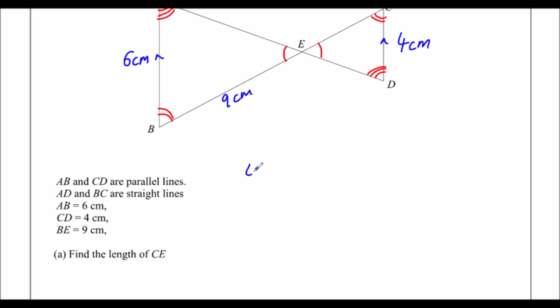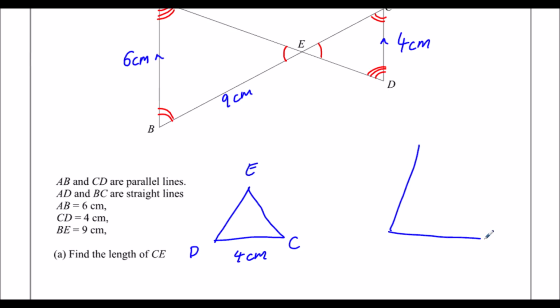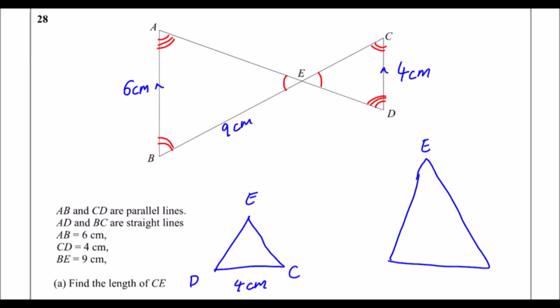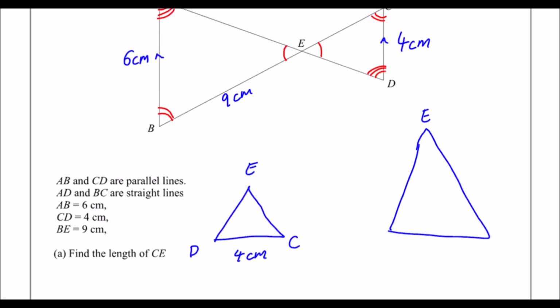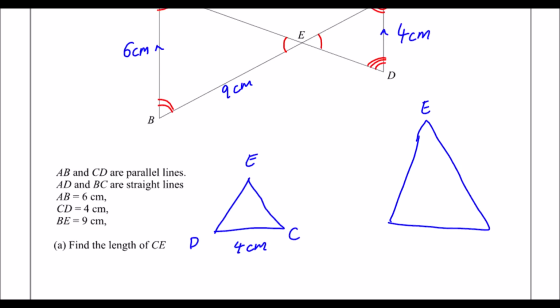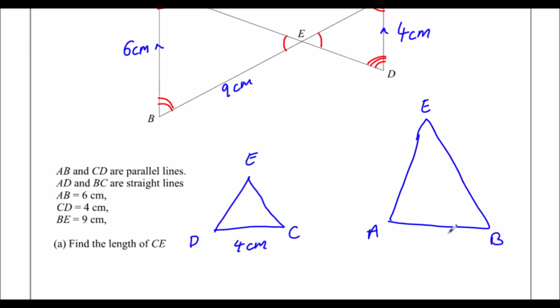So we've got a small shape, EDC. We've got 4 centimeters along the bottom. And we've got the bigger shape, E at the top again, and on the left would be A, and on the right B. So angle D goes with angle A, and angle B goes with angle C. And we've got 6 centimeters here, and BE is 9 centimeters.